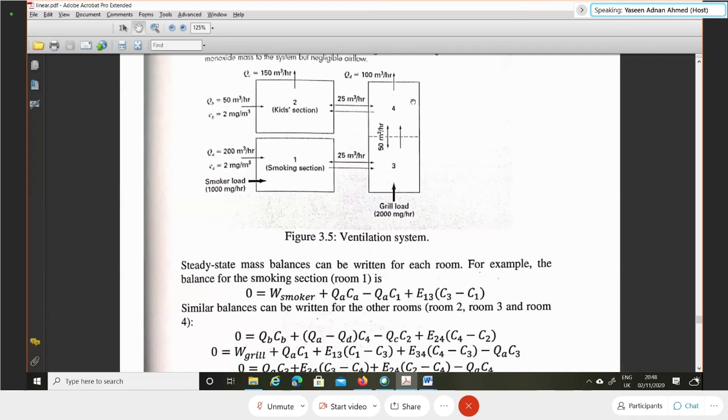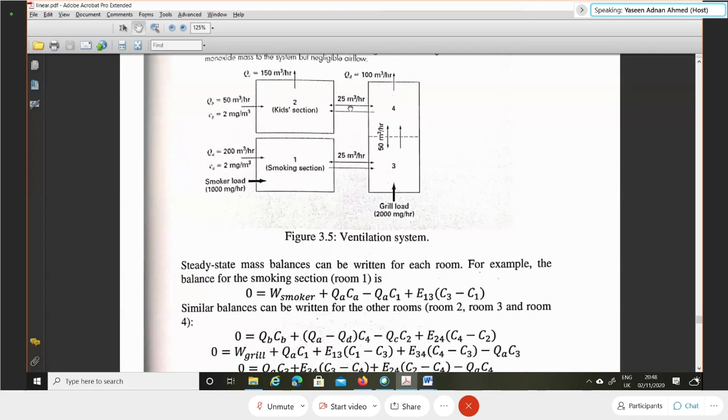So that should be QA minus QD. That will be going out. If there is no QD here, the QA will be the same. But here something is going out, so that should be QA minus QD multiplied by C4, because it's coming from C4. This is the arrow.